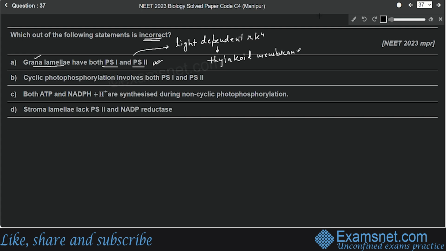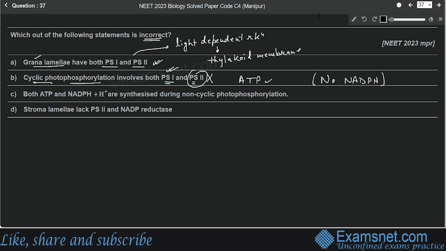Now we come to the second statement. It says cyclic photophosphorylation involves both PS1 and PS2. So this is an incorrect statement. Cyclic photophosphorylation involves only PS1, okay, and not PS2. And what is the purpose of cyclic photophosphorylation? The purpose is to produce additional ATP without producing NADPH. So ATP is produced, but NADPH is not produced in case of cyclic photophosphorylation. No NADPH.